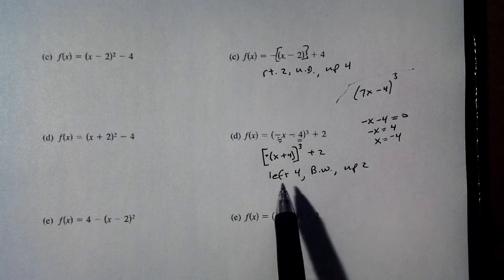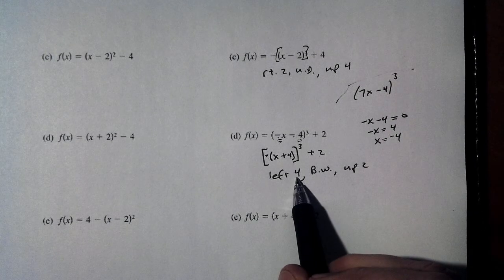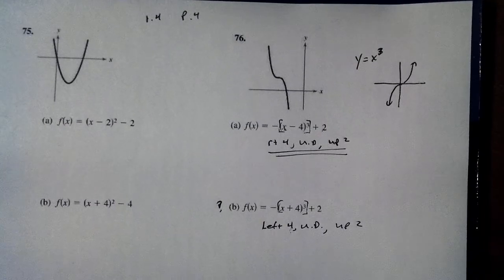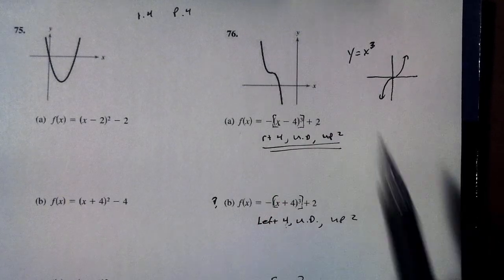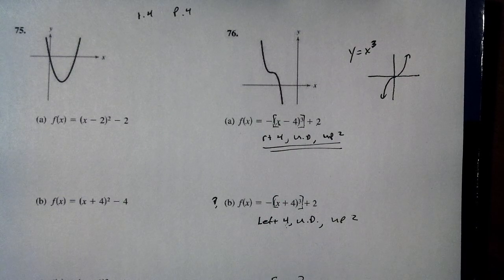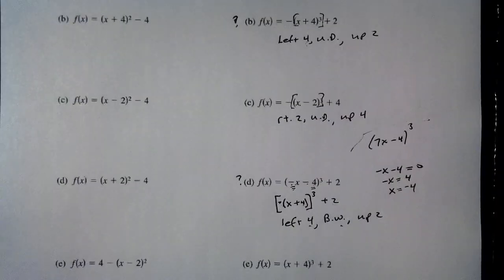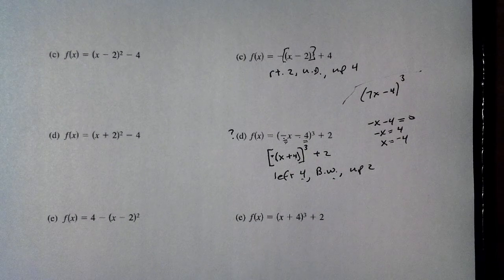All right. So could that be it? Left 4 is possible. Backwards is possible. Watch this. Left 4 is possible. Backwards, flip it backwards. That's possible. And up 2, oh, D might be a good solution too.